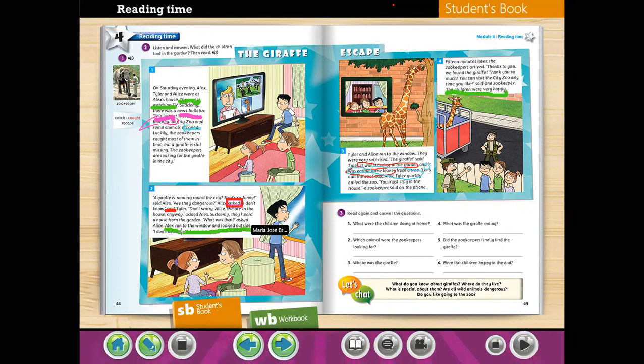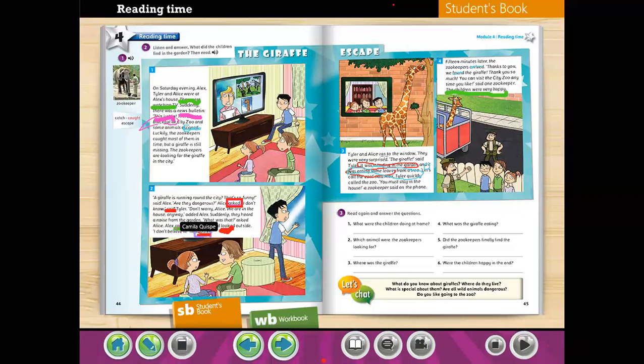Let's see. I'm going to erase this. Okay, it's too big. Look at. Yes, look at. The word look at. Now is the past. Look at. Shouted. Good. Arrived. Very good. Now the zookeepers arrived. Very good. Alex ran. Very good. Ran to the window. Very good. The past of ran.